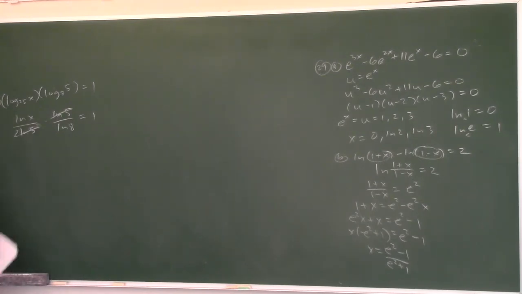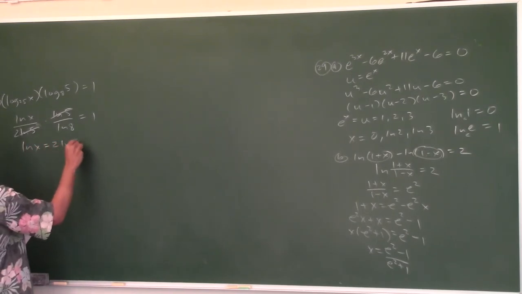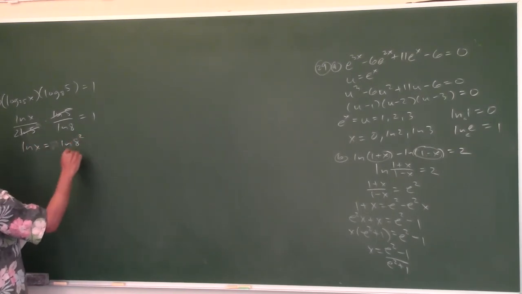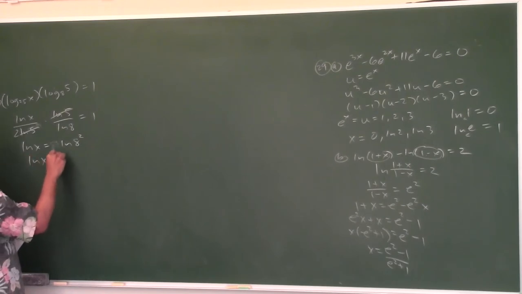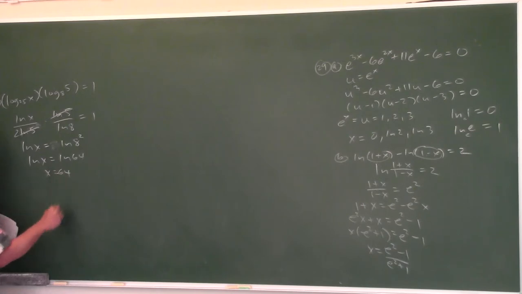Okay, now there's several things you can do here. Why don't we just cross multiply right here? So natural log x is equal to 2 natural log 8. Put the 2 up as the power. Natural log x equals natural log 64. E both sides, x equals 64. And that's one way to do it. Whatever, just get the job done.